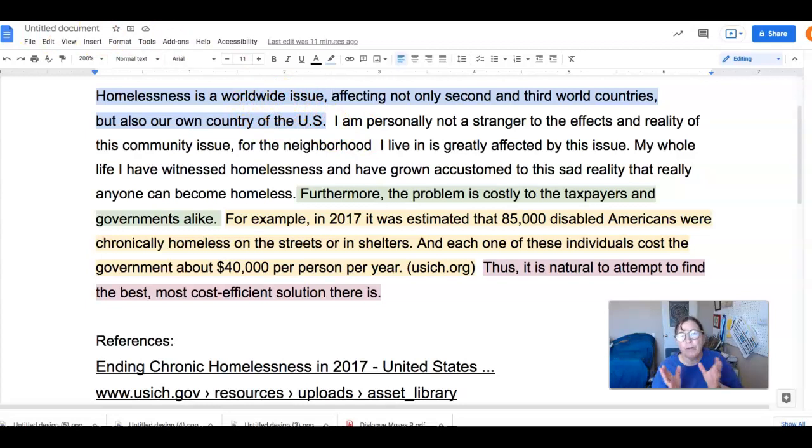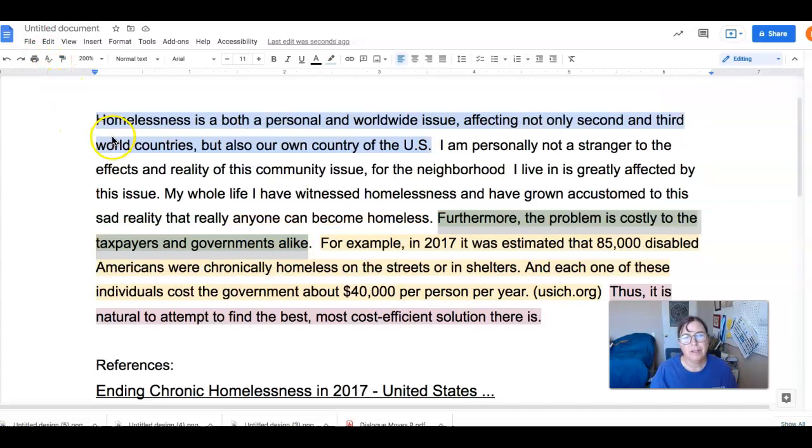So I'm going to add a phrase into the topic sentence to make sure it covers all the topics of the paragraph. There, just instead of saying homelessness is a worldwide issue, I said homelessness is both a personal and a worldwide issue. And that wakes your reader up to what you're going to talk about in the paragraph, which is the personal aspect as well. Now let's look at what else the author says about the personal aspect.